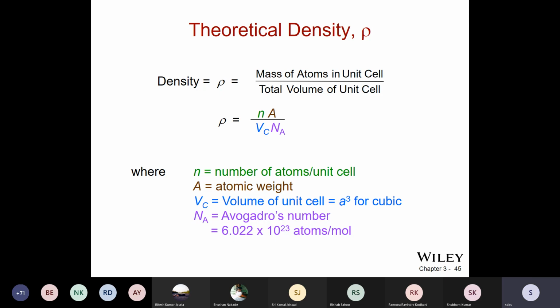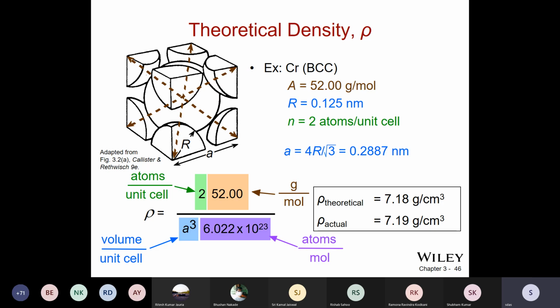Now you can calculate the theoretical density of the material: mass of atoms in the unit cell divided by the total volume of the unit cell. This is the formula, where n is the number of atoms per unit cell, A is the atomic weight, V_C is the volume of the unit cell, which is a cubed for a cubic system, and N_A is Avogadro's number. By putting in these values, you can calculate the theoretical density.